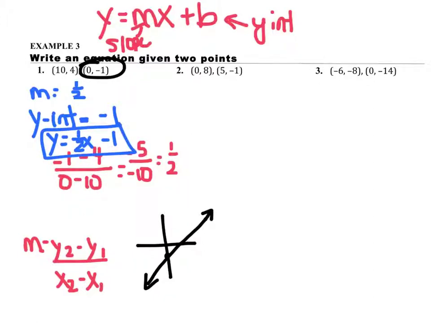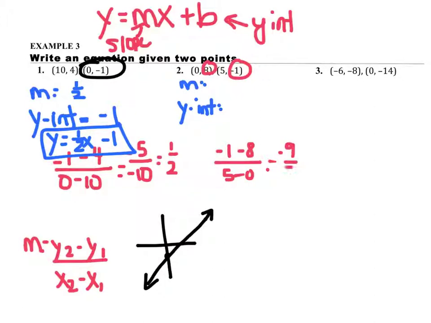All right, let's take a look at the next one. I need my slope and I need my y-intercept. All right, so for my slope, I'm going to take negative 1 minus 8. I just took this minus this, and I'm going to take 5 minus 0. So negative 1 minus 8 is going to be negative 9 all over 5. And so let's write that here. Negative 9 all over 5.